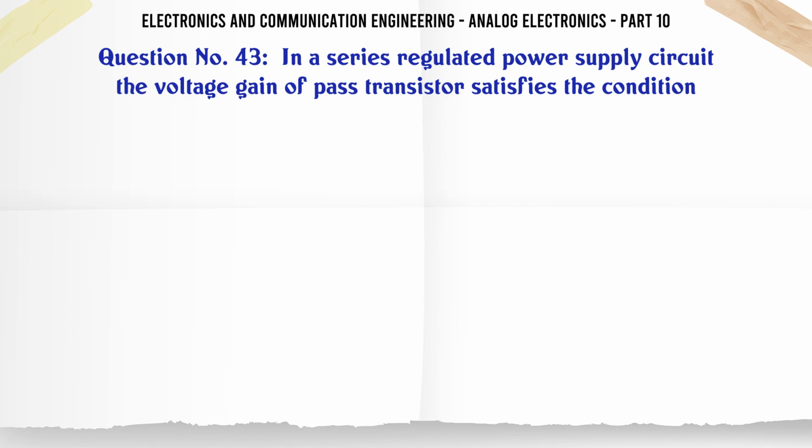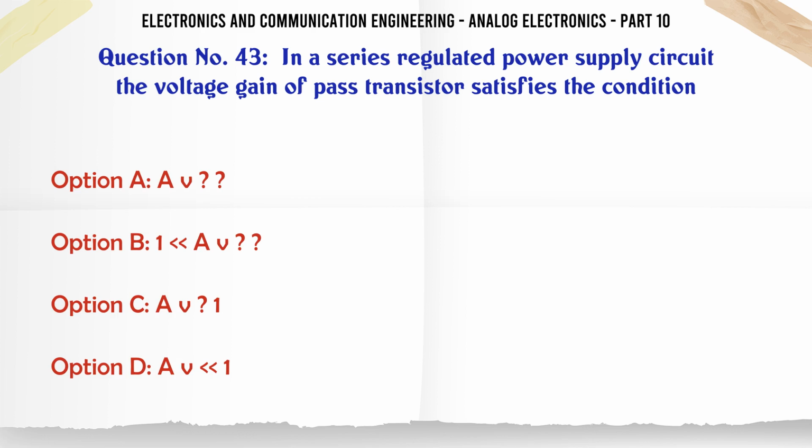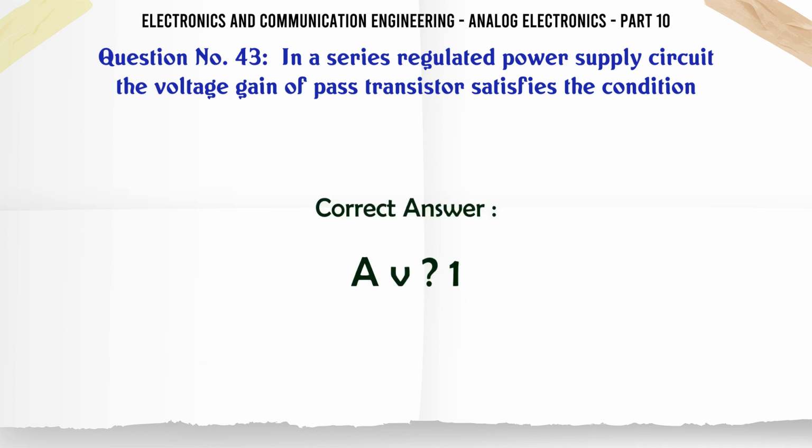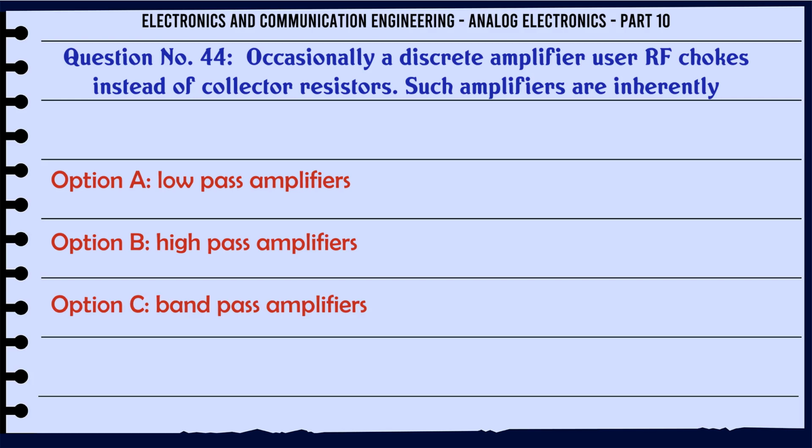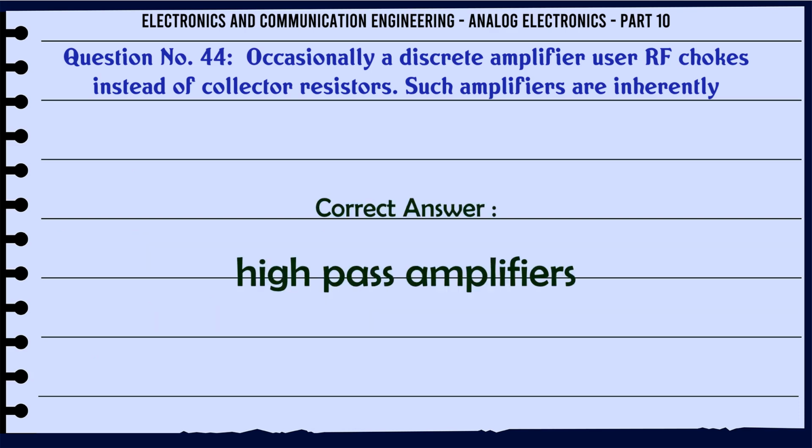In a series regulated power supply circuit, the voltage gain of the pass transistor satisfies the condition A. AV > 1, B. AV < 1. The correct answer is AV < 1. Occasionally a discrete amplifier uses RF chokes instead of collector resistors. Such amplifiers are inherently A. low-pass amplifiers, B. high-pass amplifiers, C. band-pass amplifiers, D. none of the above. The correct answer is high-pass amplifiers.